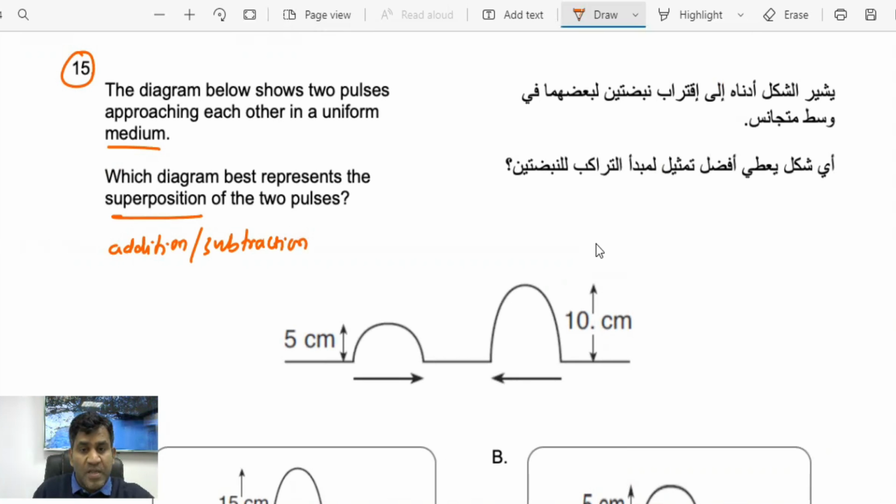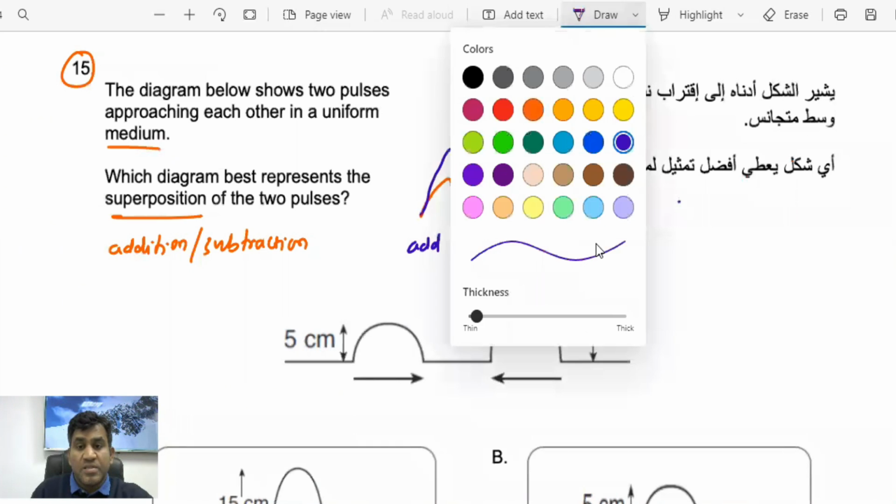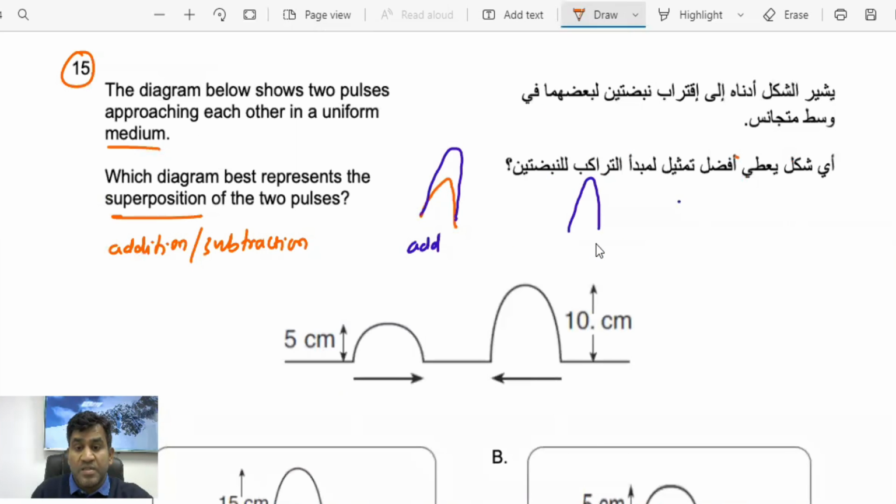If two pulses, for example, this is one pulse having a certain amplitude, and this is another pulse having a certain amplitude, and they are coming in this way, we add their amplitudes. But if one pulse is like this and another pulse is in the opposite way, in this case we subtract. Subtracting means we just subtract one amplitude from the other.